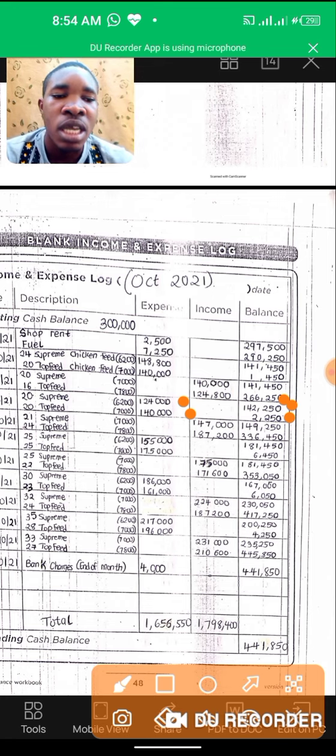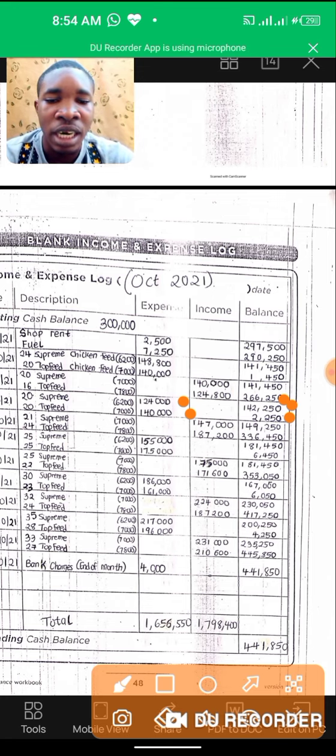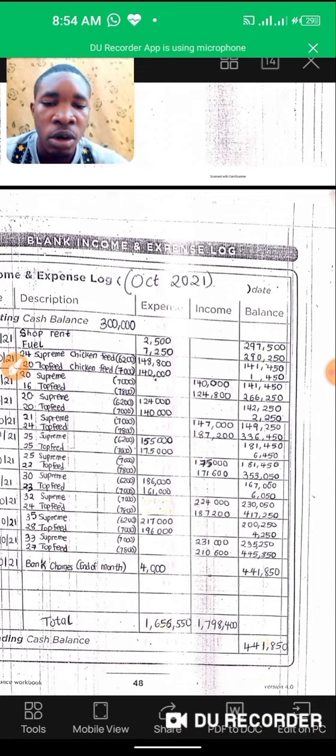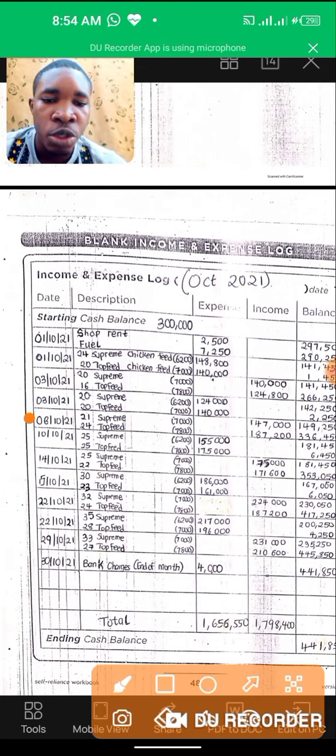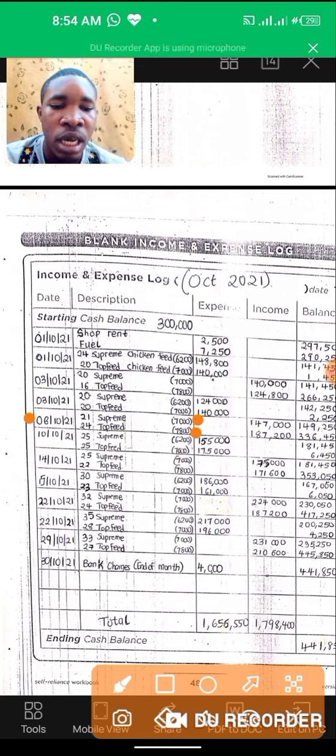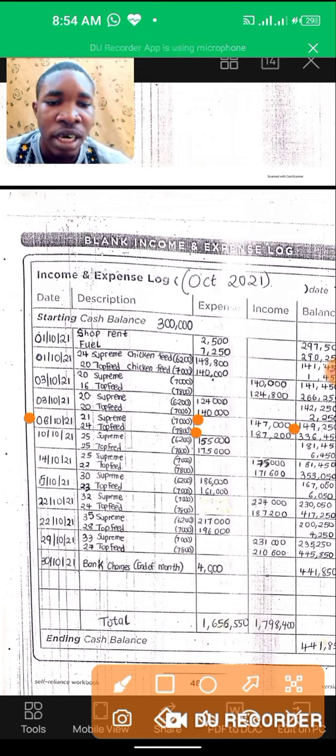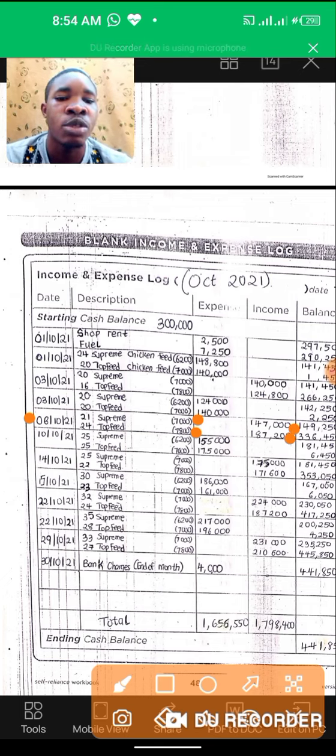So now because I bought, definitely I'm going to sell, right? Then we go to the next date. What's the next date here? The next date here is on the 8th. I sold 21 Supreme. I sold 24 top feed. And how much was that? I sold them at 147,000 naira and 187,200. Hope you guys understand where we are going now.